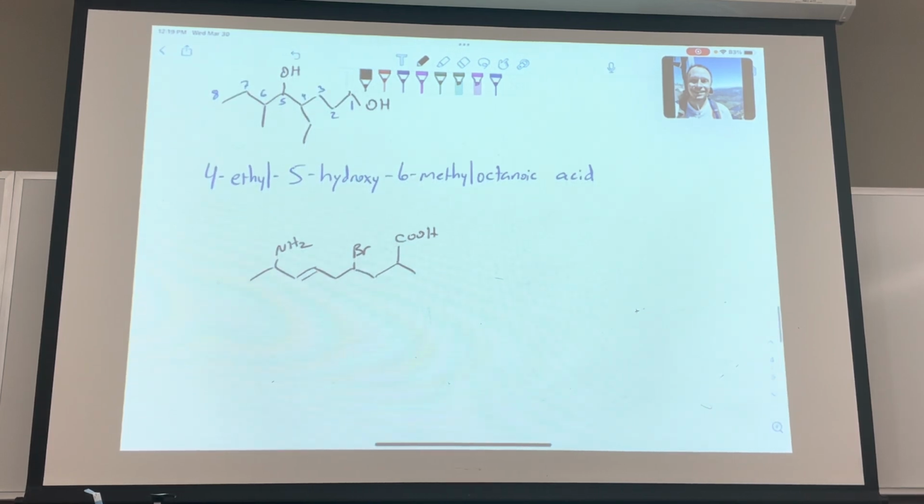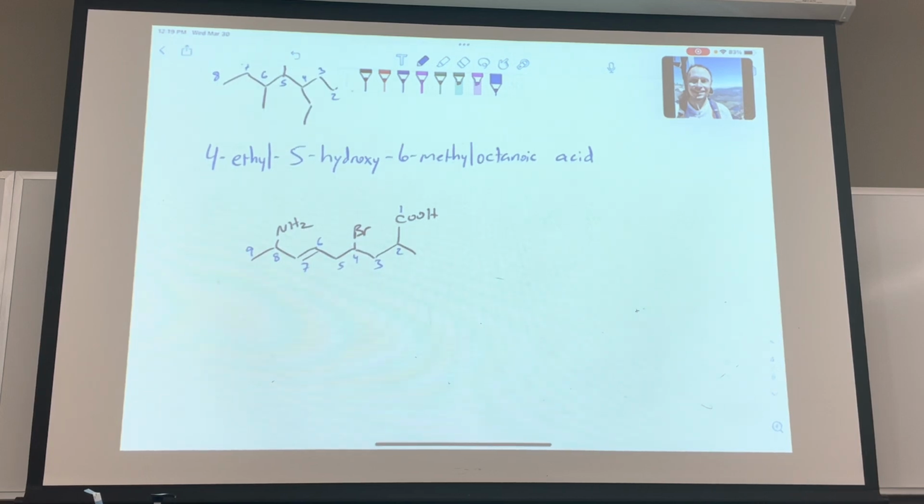Okay, I can see we have a carboxylic acid here, so I know we're gonna name it as a carboxylic acid. I know also that I'm gonna start numbering at the carboxyl group. All right, and then just start assembling the substituents alphabetically. In this case, the amine would go first.